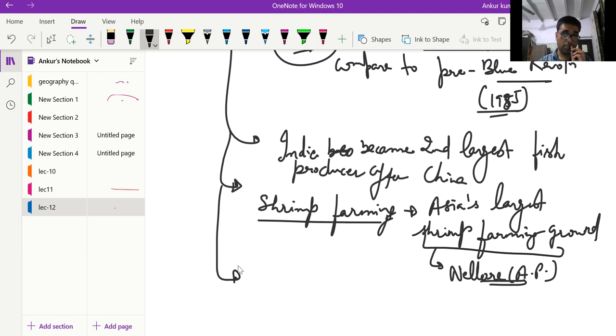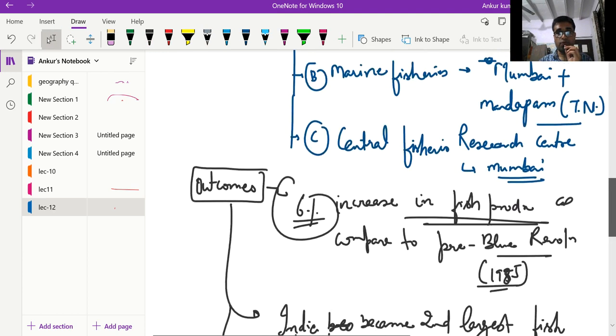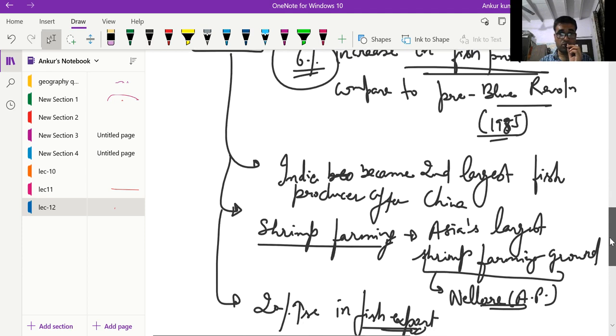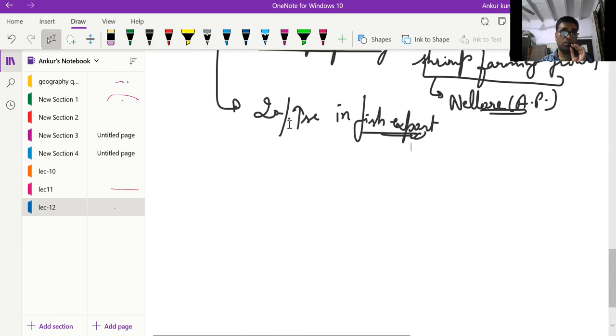And the next outcome that you can write is that within a decade there was a 20% increase in fish export. So these were the outcomes that we mentioned. The first one is fish production, 6% increase, second largest fish producer after China. Shrimp farming, Asia's largest shrimp farming ground in Nellore, and the 20% increase in fish export, right?